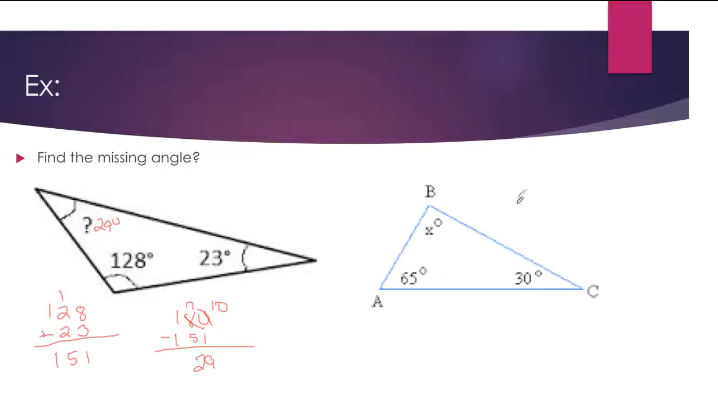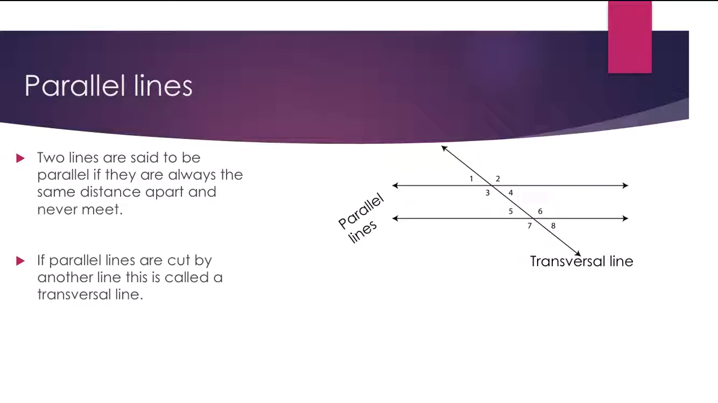Same thing for this, 65 plus 30 gives you 95. Therefore, 180 minus 95 is 85. So this is 85 degrees. So that's how you find a missing angle of a triangle. All right, so there's one more I want to do.